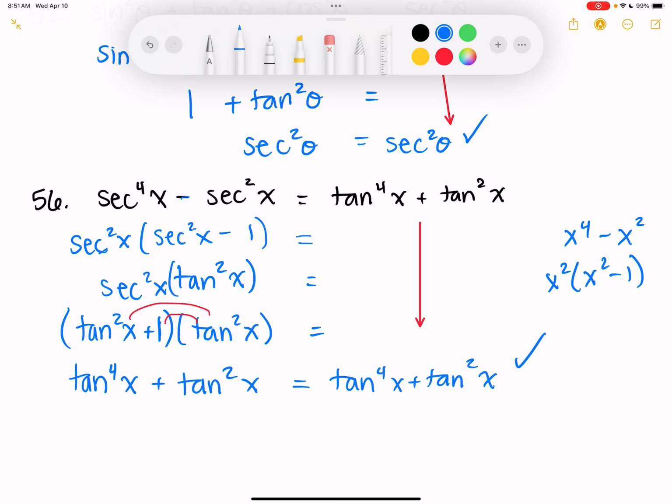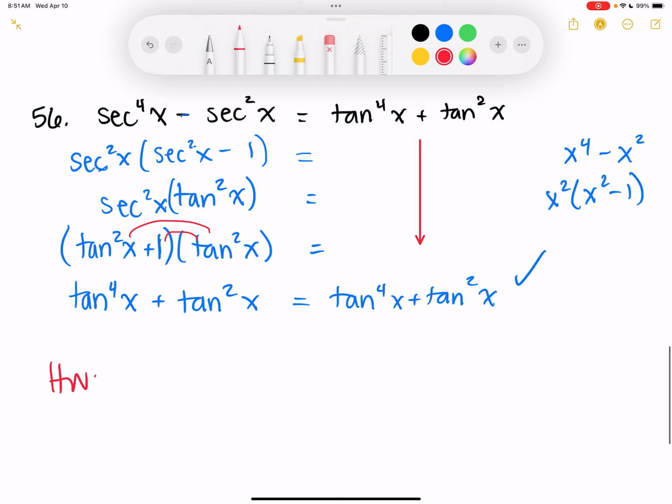So problems for you: 33, 37, 43, 45, 49, 51, and 55.